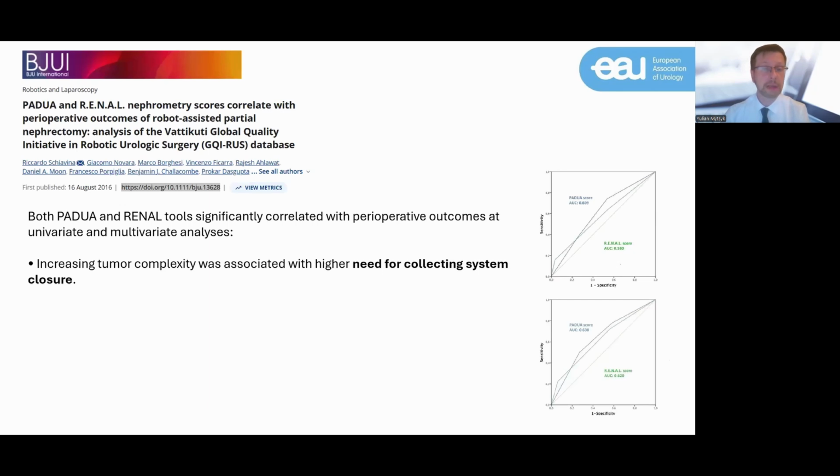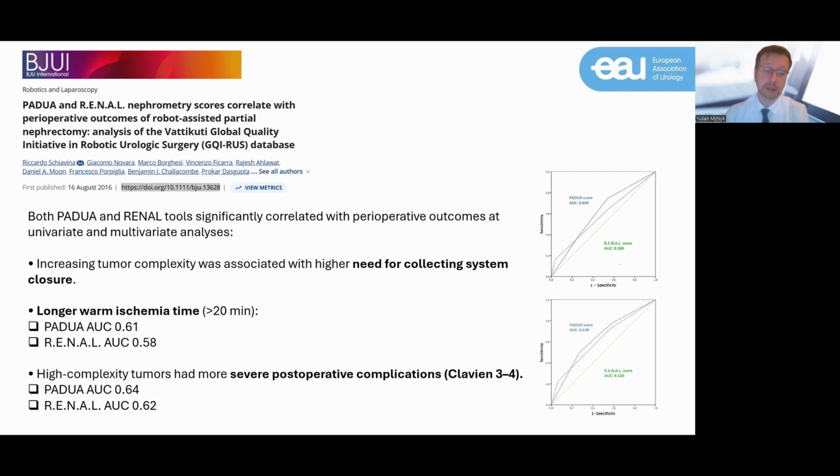In a multi-center RARP cohort of 277 patients, both PADUA and RENAL systems correlated with the post-operative outcomes. PADUA showed an area under the curve of about 0.61 for predicting warm ischemia of about 20 minutes, and about 0.64 for high-grade Clavien complications, and the RENAL system was similar but slightly lower.